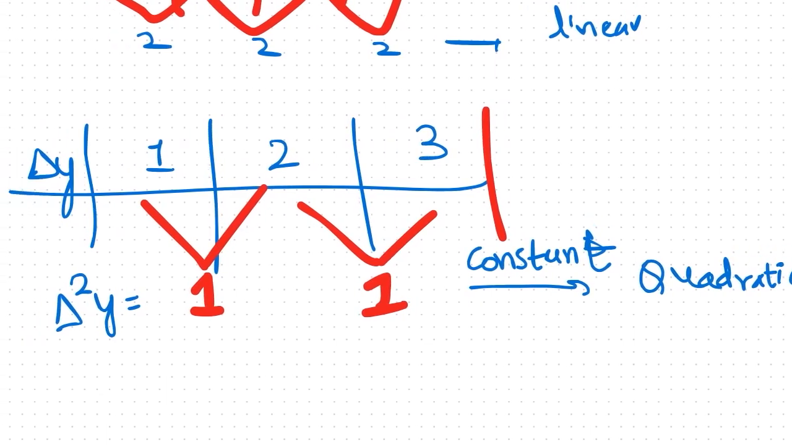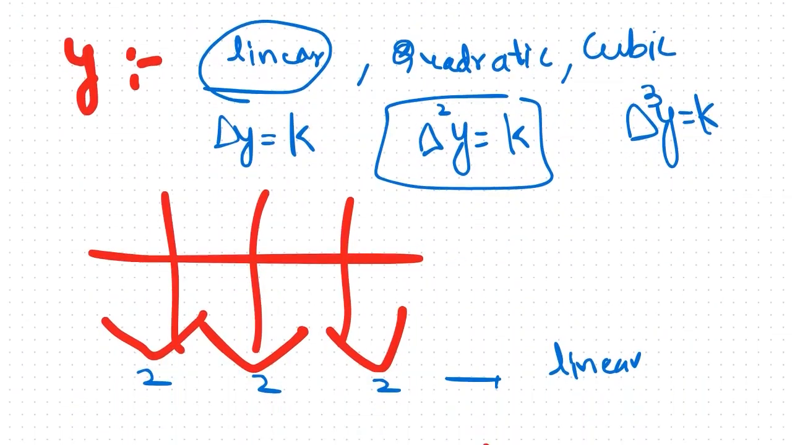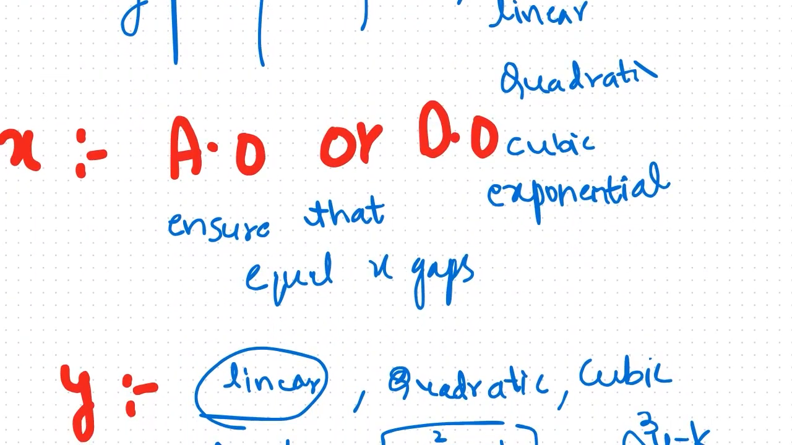Okay, so I'm just writing the symbols. Delta 2y means the second difference of y. Delta means change, so delta 2 means second difference. It's kind of improvised. Ensure that there are equal space intervals.